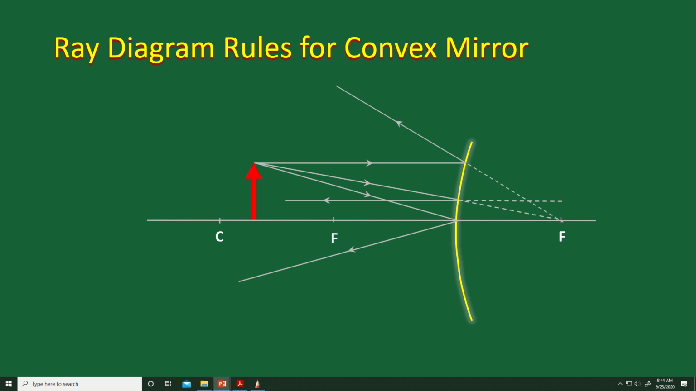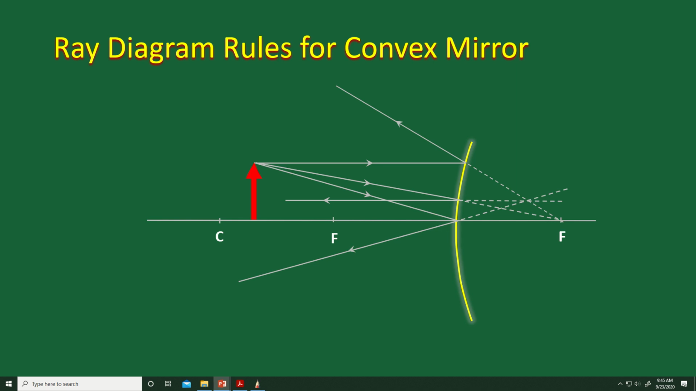So you can see the arrows, they are all reflected back. Now they will never meet anywhere on this side. That means there is no actual intersection. There is no real image. So we need to produce the rays backwards. So produce this one backwards, that one backwards, and we also need to produce this one backwards. Okay? So if we do that, let's produce the third one also backwards.